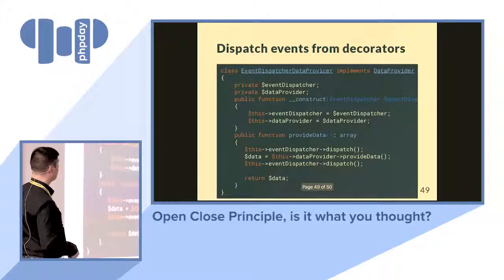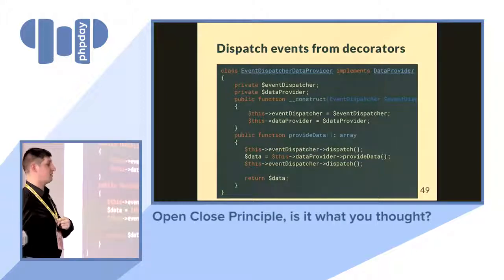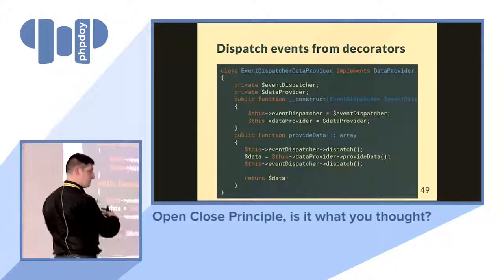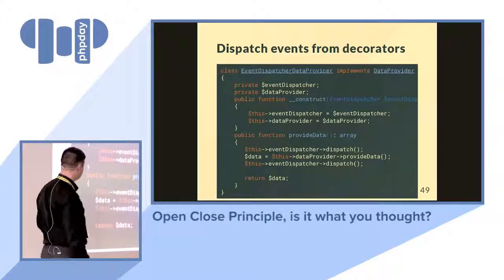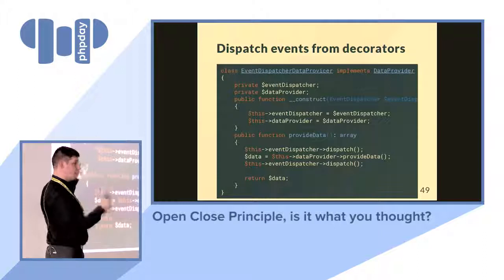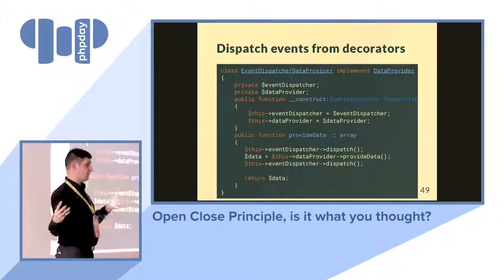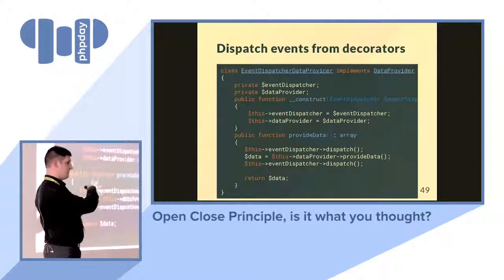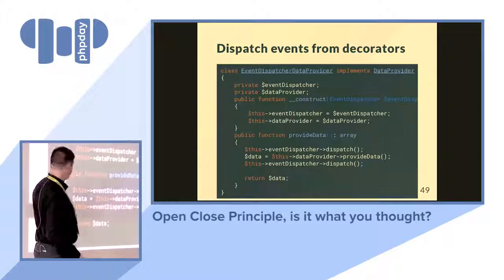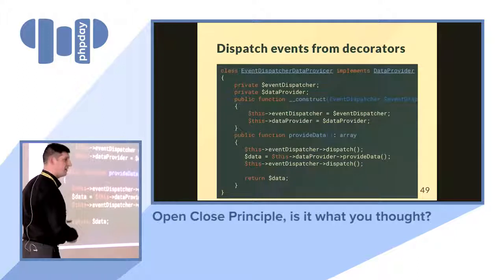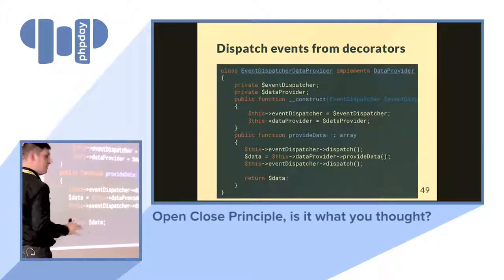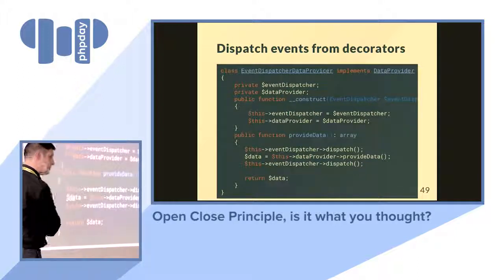So we can dispatch with decorators. You've got your base class, which used to do what it does. Don't inject the event dispatcher in it. Inject the event dispatcher in a decorator that decorates your first service. And then from here, you can send your event. And this way, you never mess with someone else's code.